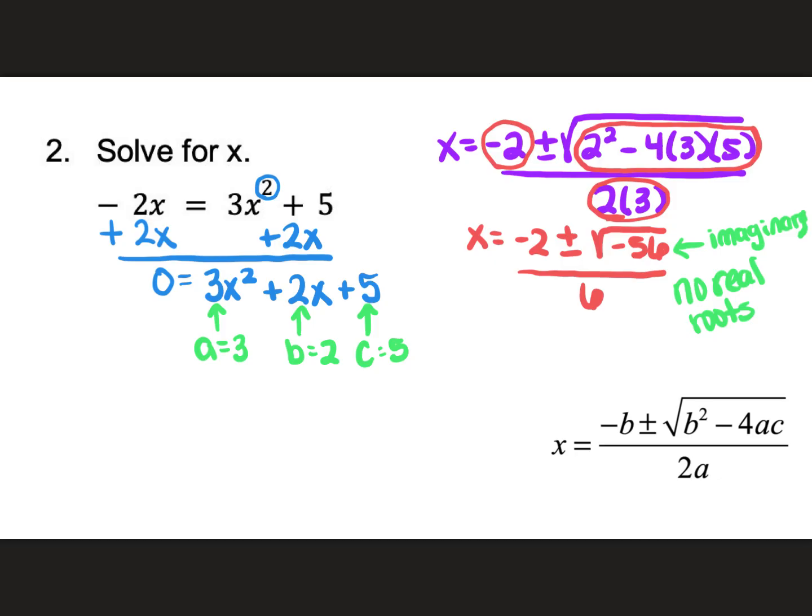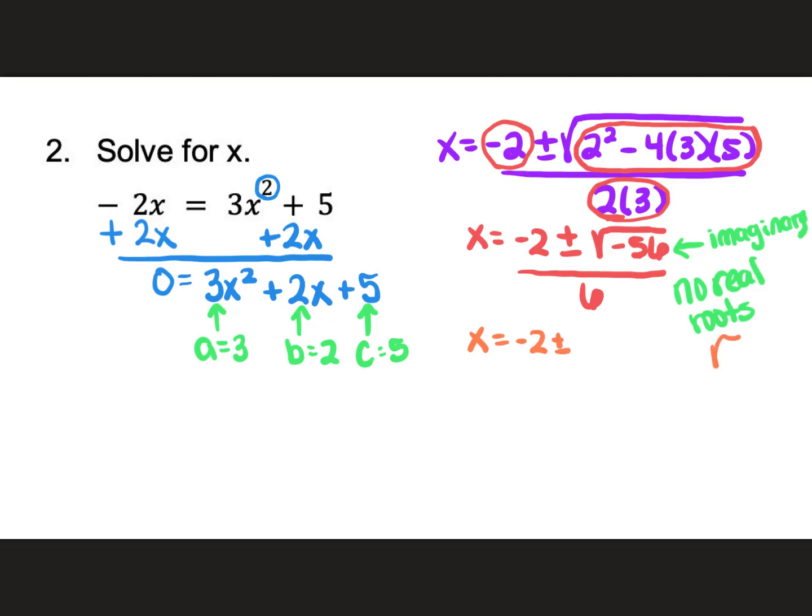So without even graphing this parabola or this quadratic, I know that this quadratic is not going to actually pass through the x-axis at all. We can simplify this though. We're going to take the square root of -56, and we're going to take out the negative. So the square root of -1 is defined as i to show it's an imaginary number. So we're just going to bring the negative out as i and leave the square root of 56 over 6.